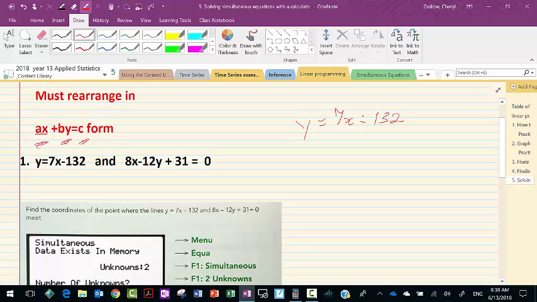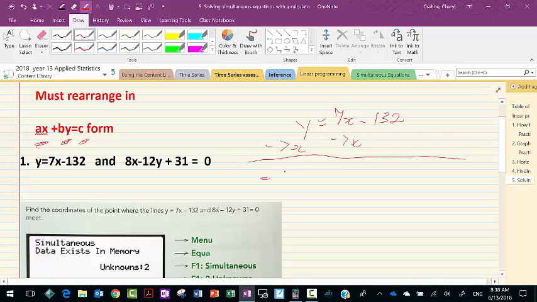Now, that's not in ax plus by equals c form, so we've got to get the x over to the other side with the y, so we're going to subtract it from both sides. And order matters because we want the x to come first, so we get minus 7x, and that's a positive y, equals, and you had to keep the sign in front, so that's negative 132. So that's now in that form.